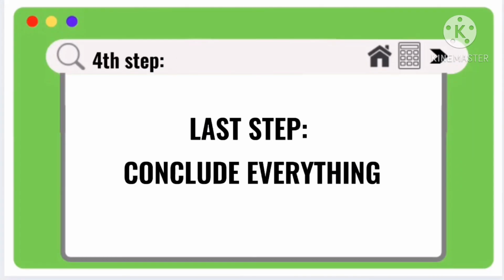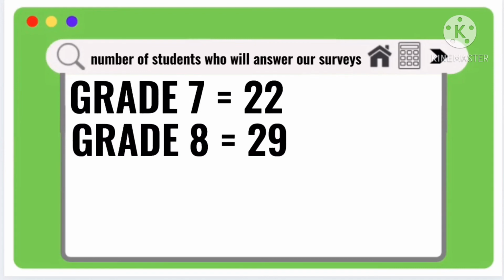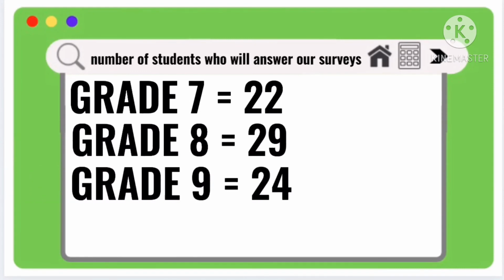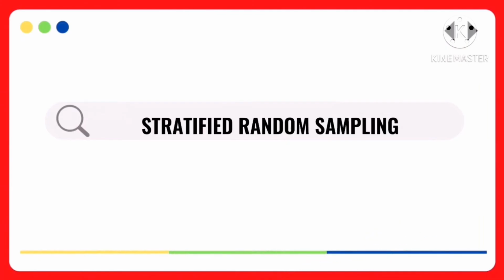And for our fourth and last step, we should not forget to conclude everything. Therefore, we have 22 students in grade 7, 29 students in grade 8, 24 students in grade 9, 25 students in grade 10 who will join and answer our surveys. And that is how you use stratified random sampling.